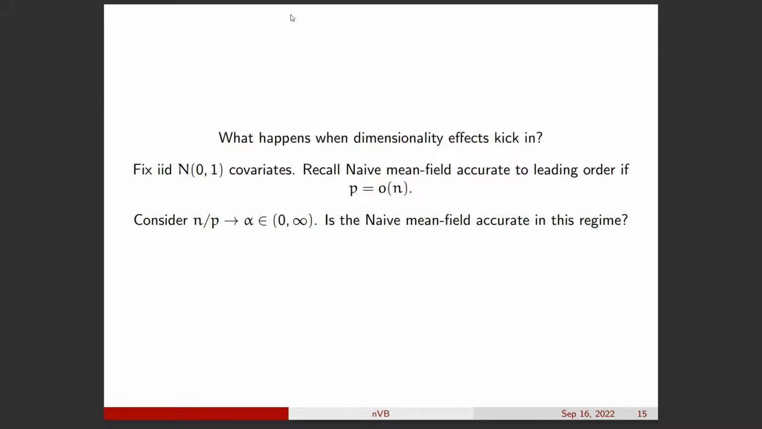In these cases, you need to go beyond the naive mean field, and you need slightly different approximations to the posterior to actually understand things. I'll be in the same setting, so linear model, product priors for the time being, just that now I will assume, and this is what I'll focus on for the rest of the talk, that n and p are comparable, and so they grow at a proportional rate.